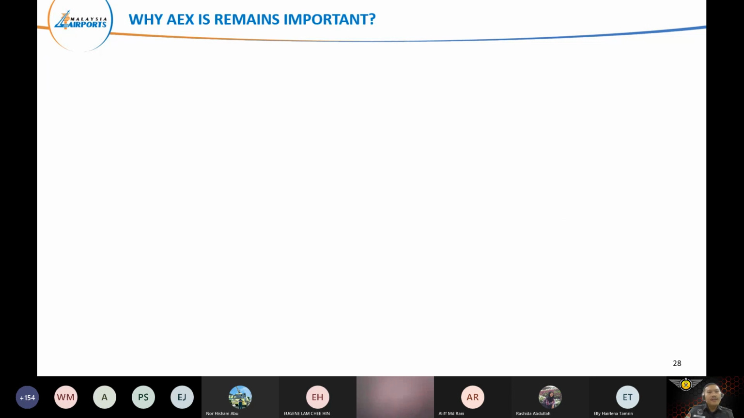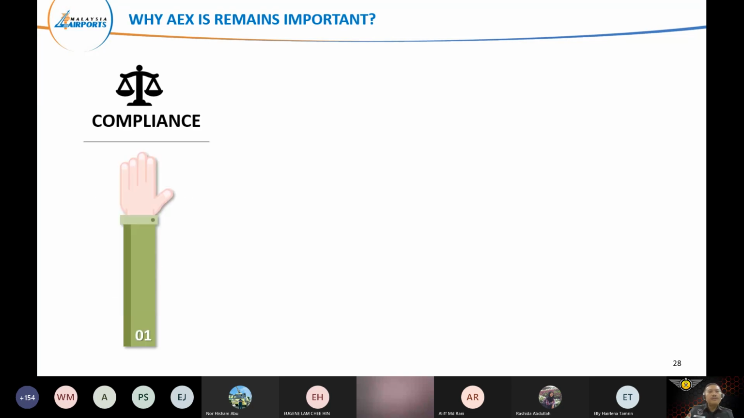Why is this emergency exercise still important, even though it's during the pandemic? It's still important because it's about compliance. Number one, compliance to the ICAO, as well as compliance to the national act and regulation. So by hook or by crook, we need to conduct it, unless we are given some exemption by the local CAA.